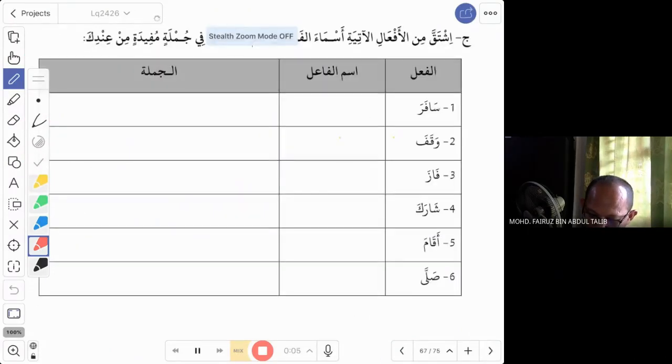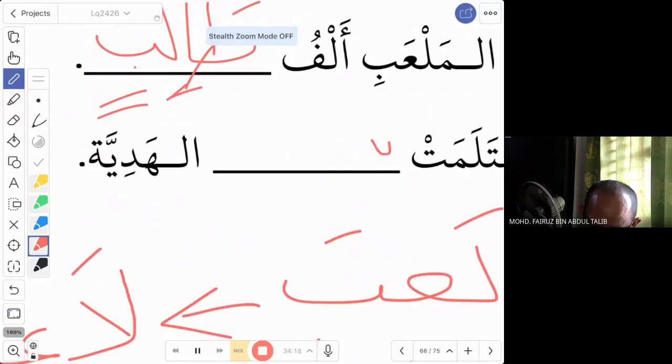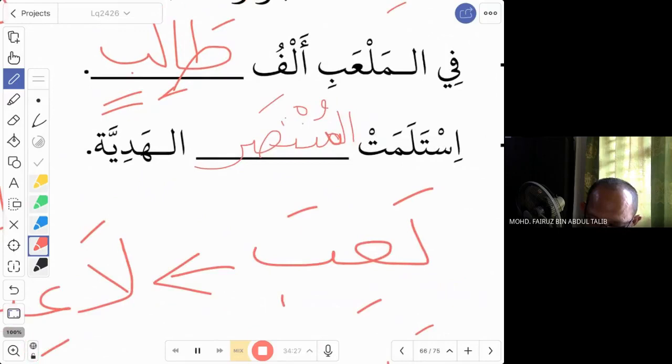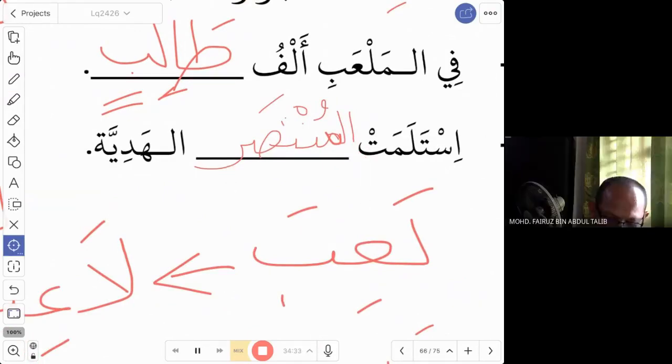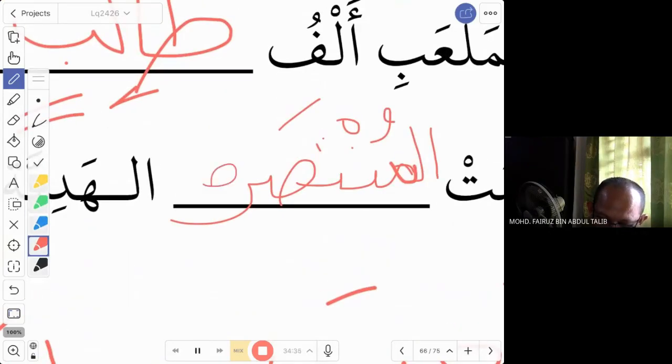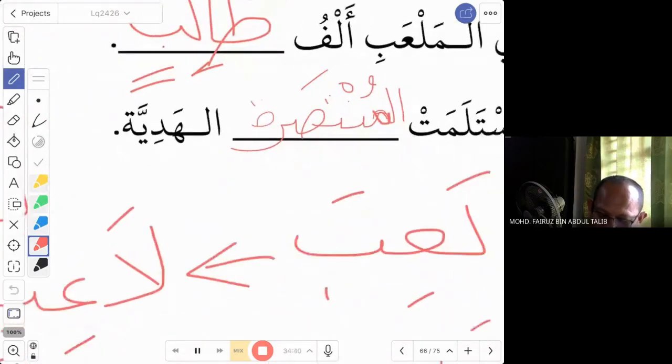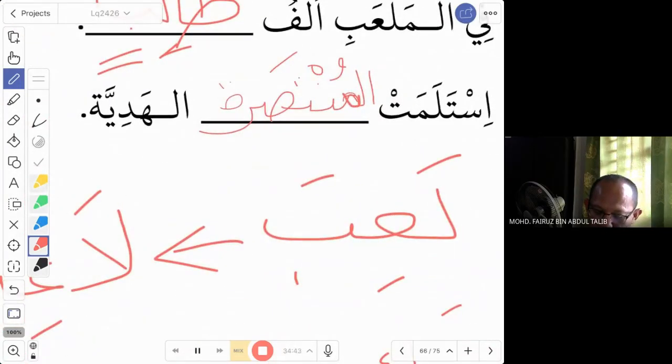So we want to say muntasir, so we write mim nun ta sad ra. Muntasir. You can add alif lam if you want. Al-muntasir. Yes. But what else do you need to do? This is for mu'annas. Ta marbuta, yes, you need to have the ta marbuta. So we say al-muntasiratu istalamat al-hadaya. So that victorious person received the hadiah. Okay, yes, that is a correct answer.